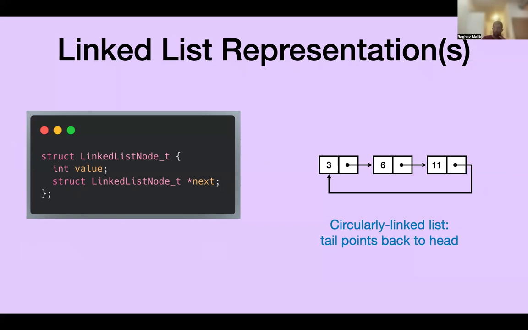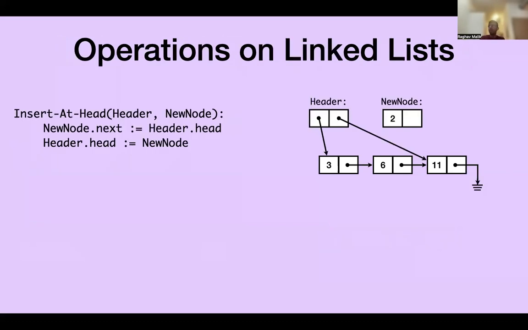Okay, linked list basics. Operations that we can do on linked lists. We can support inserting at the head of a linked list. So some pseudocode for that. If I take my linked list header, which has a pointer to the head and the tail, and the new node that I assume I've already allocated and set up, the first thing I do is set the next pointer of that new node to the current head of my linked list, and then I update what the head points to.